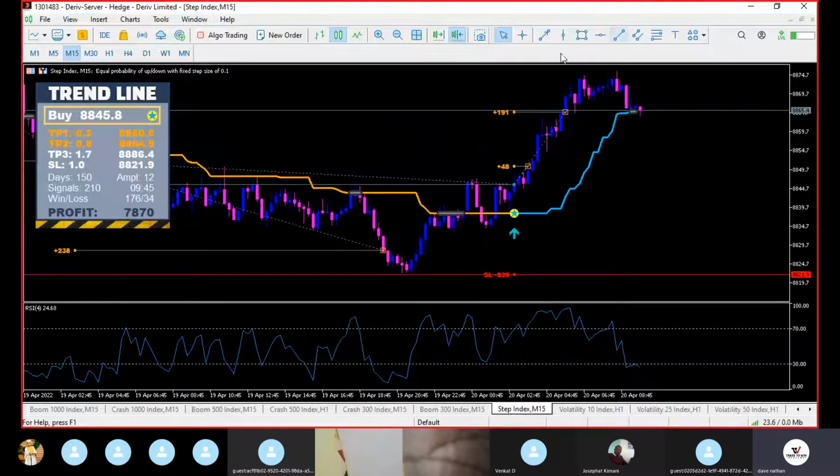Okay, so how do we use this in line with a divergence? This is how it works.